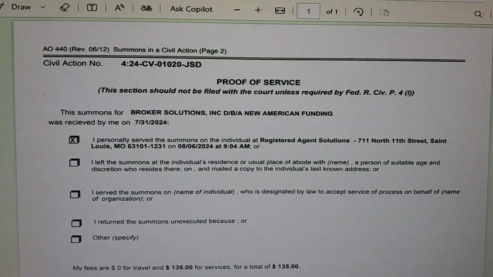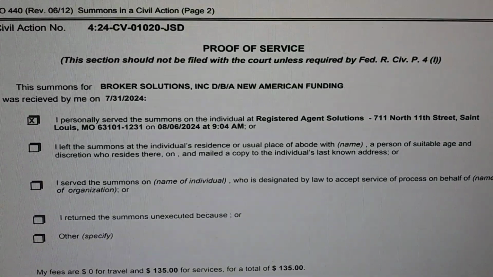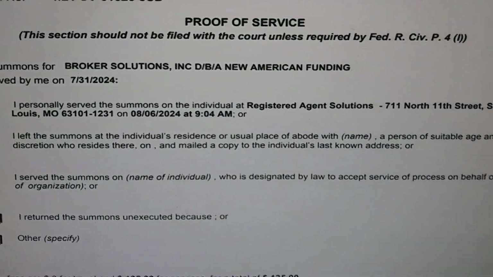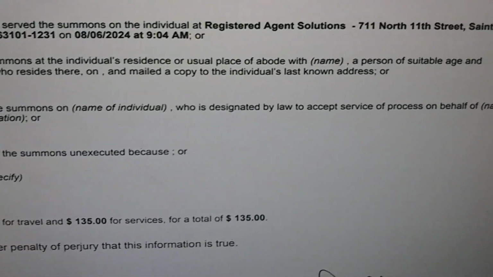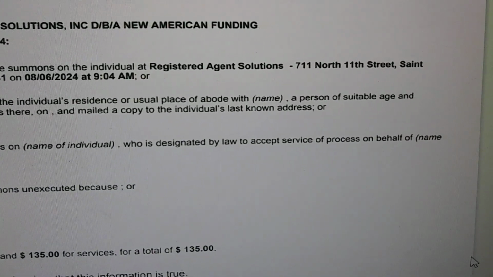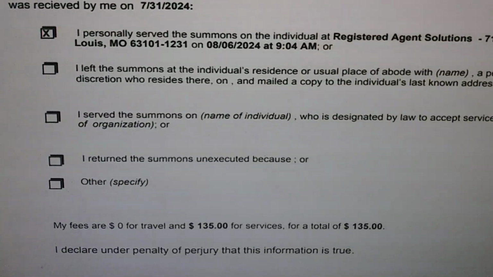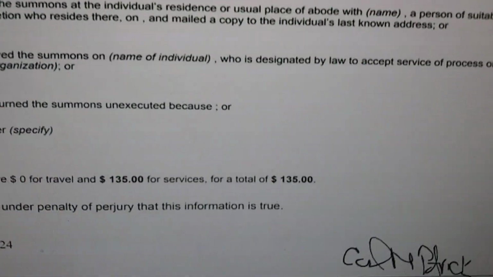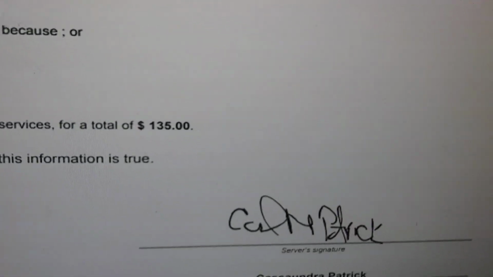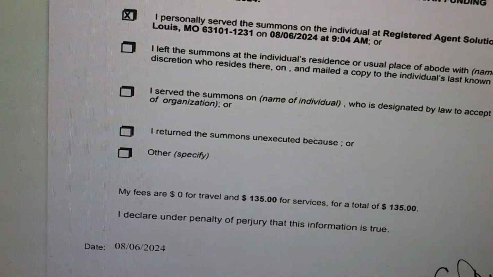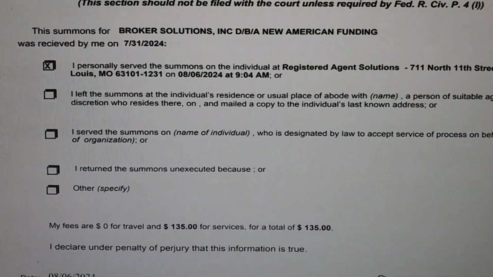Okay guys, as you can see on this proof of service, Broker Solutions doing business as New American Funding went to Registered Agent Solutions, 711 North 11th Street, St. Louis, Missouri, and so on. And it's signed by the registered agent, and this is what the court needs as proof of service when you get it.